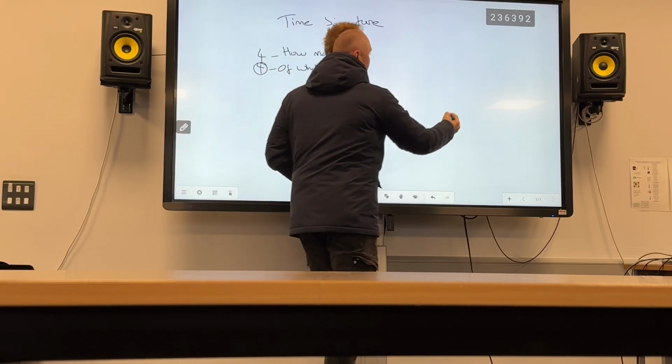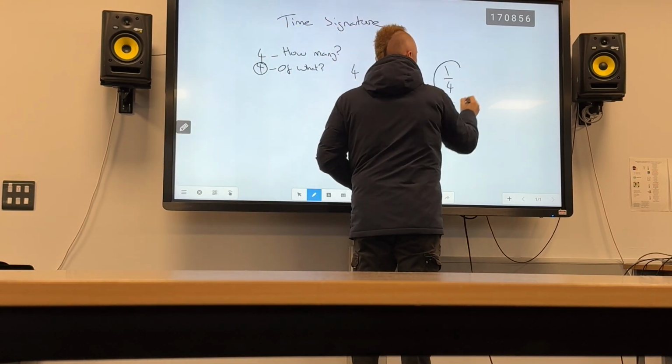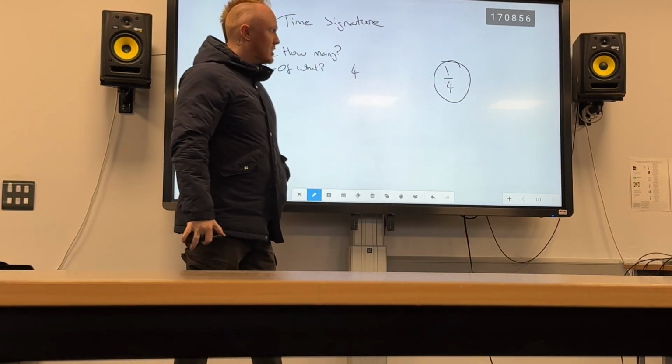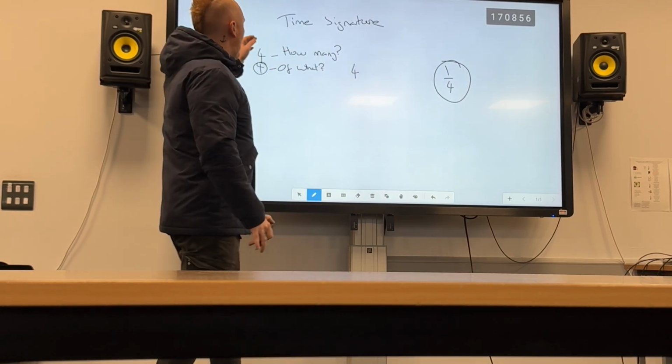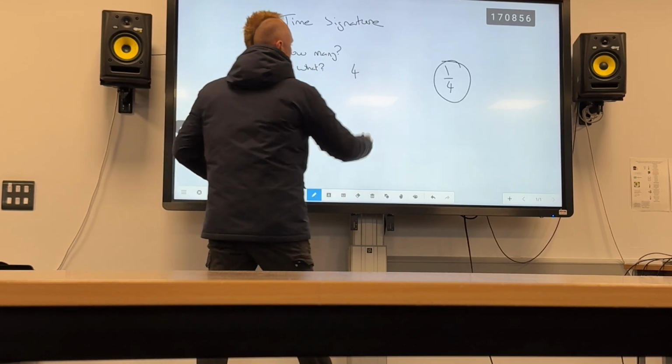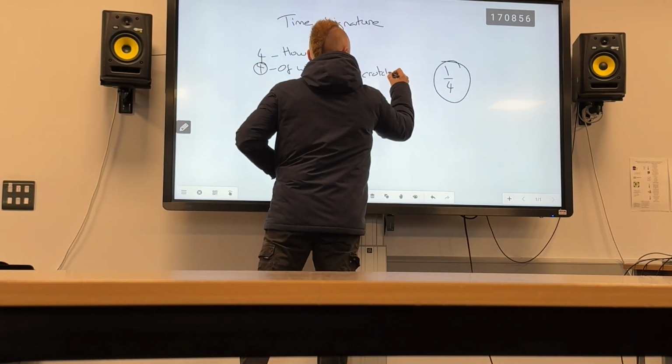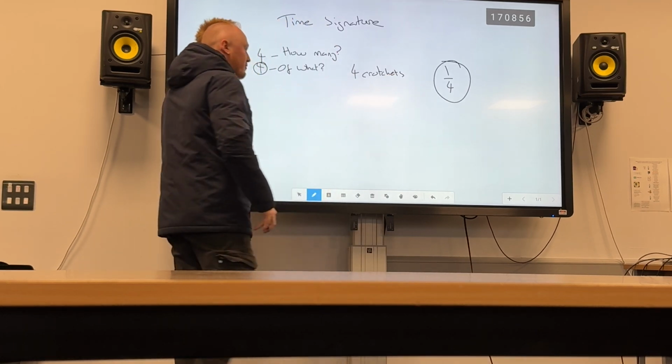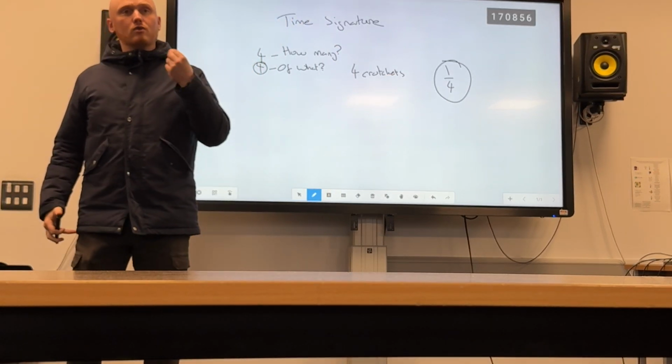Well, a crotchet is called a quarter note. So when you see 4 at the bottom of the time signature, it's referring to a quarter note. So how many is 4? Of what is crotchets, quarter notes, 4 crotchets, 4 quarter notes, whatever way you want to call it. What that means is that a bar of 4/4 lasts the equivalent of 4 crotchets.